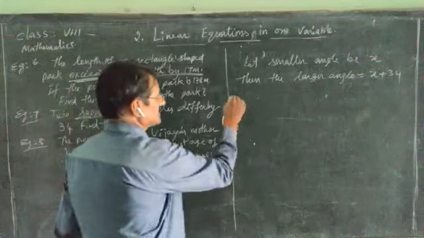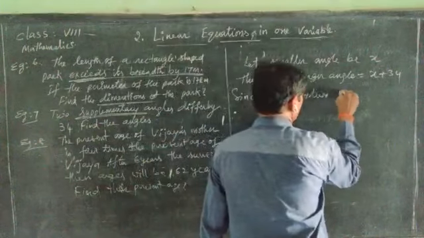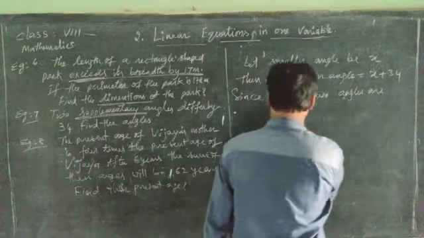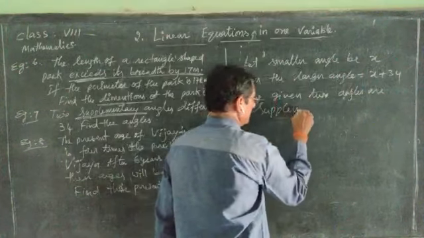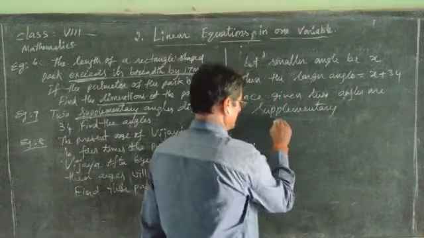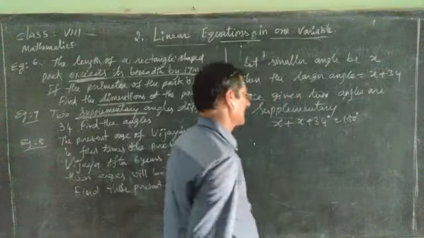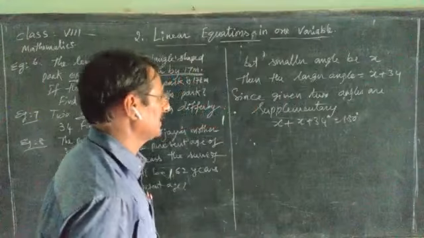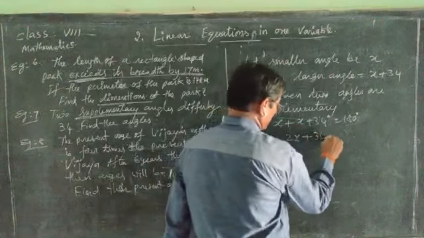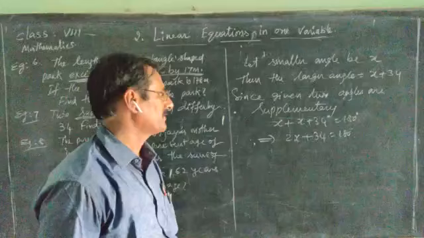Supplementary angles. Since the given two are supplementary, the sum of them equals 180. x plus x plus 34 degrees equals 180 degrees. Simplify this: 2x plus 34 equals 180 degrees. Yes, we got a simple equation.